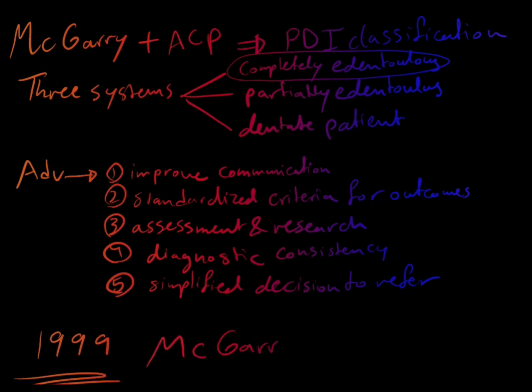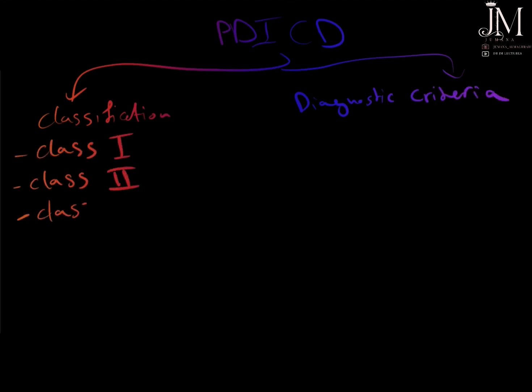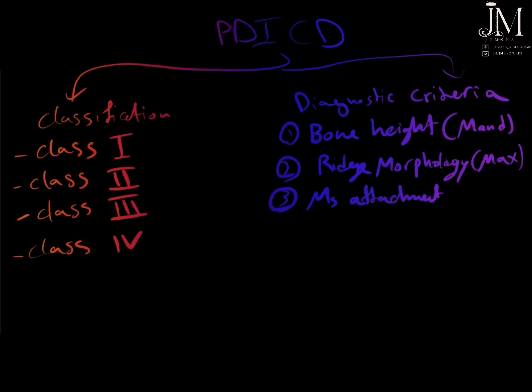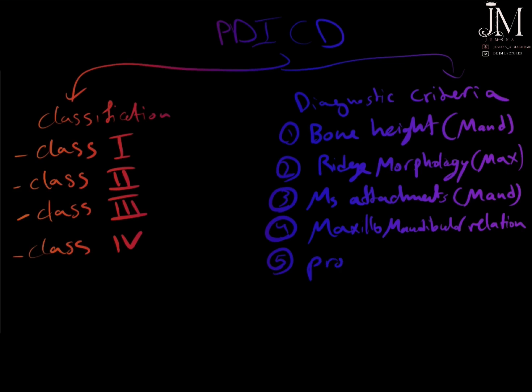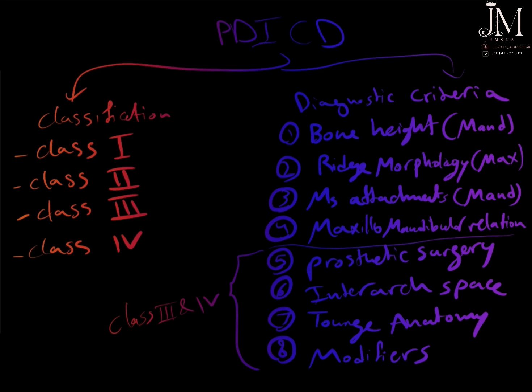In 1999, McGarry published an article for the completely edentulous. We have classification and diagnostic criteria. Class 1 is minimally compromised, Class 2 moderate, Class 3 substantially, and Class 4 severe. The diagnostic criteria specific for completely edentulous are: bone height for the mandible only, ridge morphology for the maxilla, muscle attachment for the mandible, and maxillomandibular relationship. Prosthetic surgery, interarch space, tongue anatomy, and modifiers apply only to Class 3 and 4, except mild systemic disease with oral manifestation for Class 2.